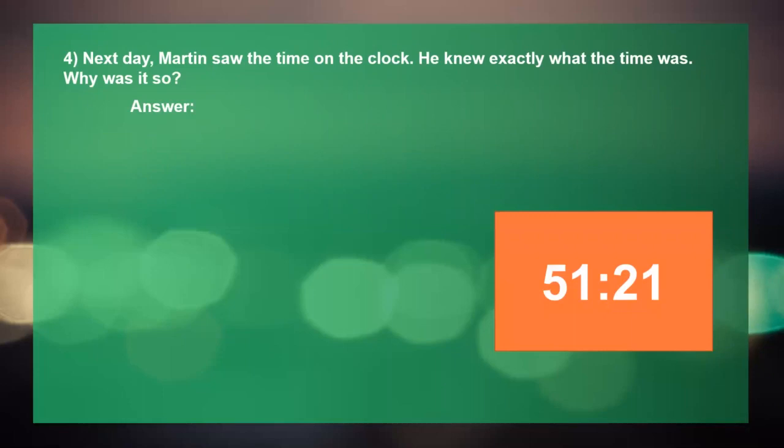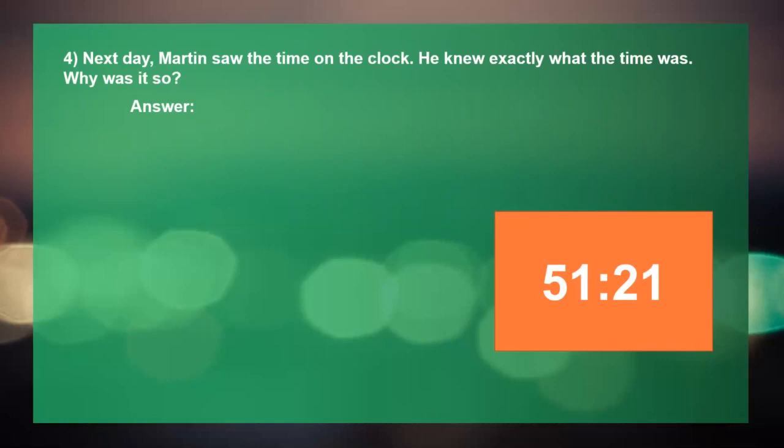How? Just think about that. Now the time on the clock shows 51:21. Is there a time like that? We only have 24 hours in a day, right? 24 hours make a day. So the maximum will be 24. Now here it shows 51. Is there any 51 hour? No. So this 51:21 is not the exact time.